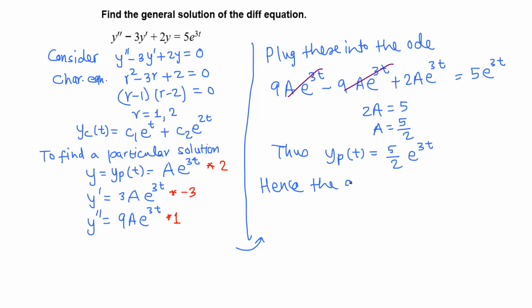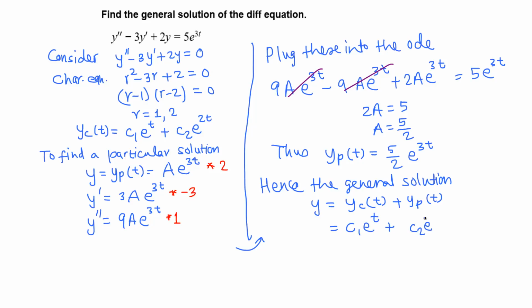Hence the general solution of the original ODE is y equals yc(t) plus yp(t), which is c1 e to the t plus c2 e to the 2t plus what we just found for yp, 5 halves e to the 3t. Okay, final.